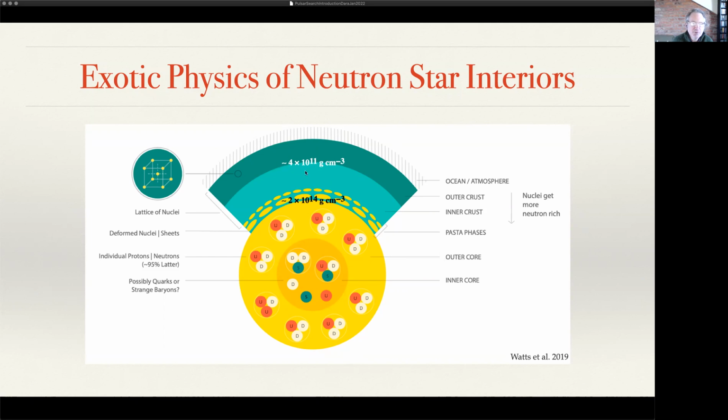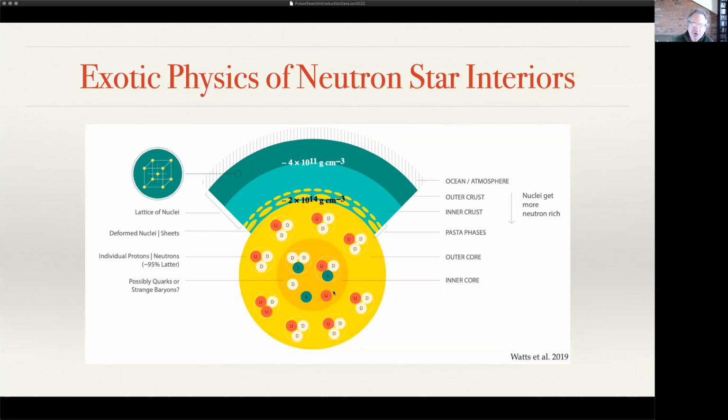So we've got a density of 4 times 10 to the 11 grams per centimeter cubed in this outer crust region, where we have this crystal-like crust made up predominantly, again, of neutrons. And then we've got this region in here, which gives us the pasta phases, as I mentioned, where the density is now 2 times 10 to the 4 grams per centimeter cubed. And then we get into this region, which is the outer core. And in the outer core, we have individual protons, and the material is 95% neutrons in here, okay? And you can see that what's shown here are the up and down quarks.